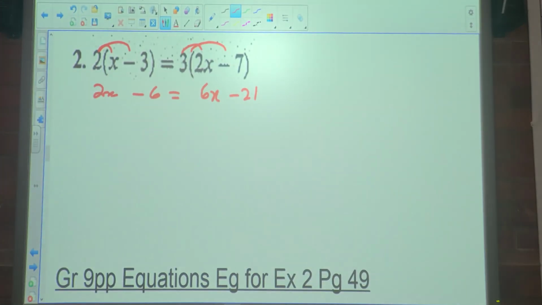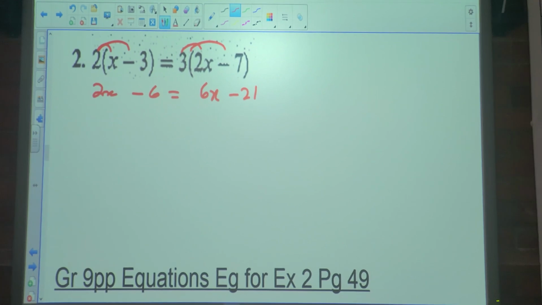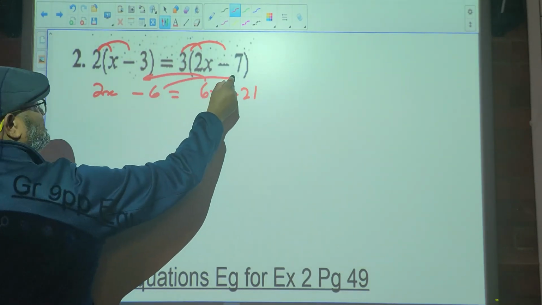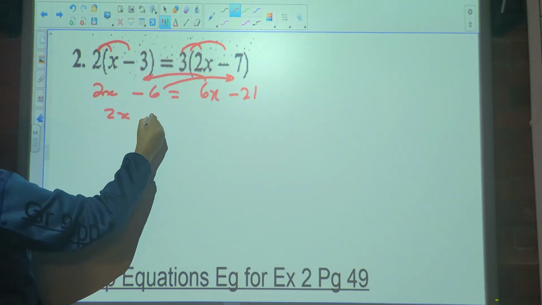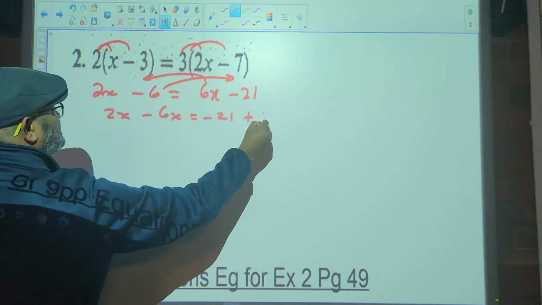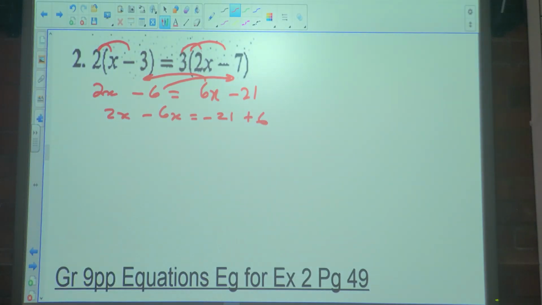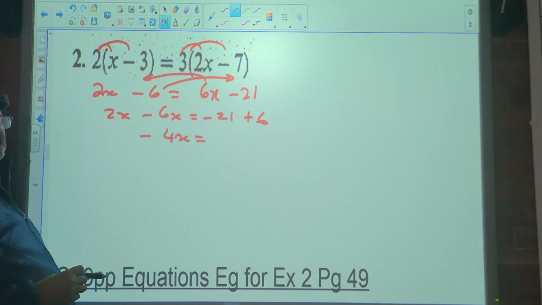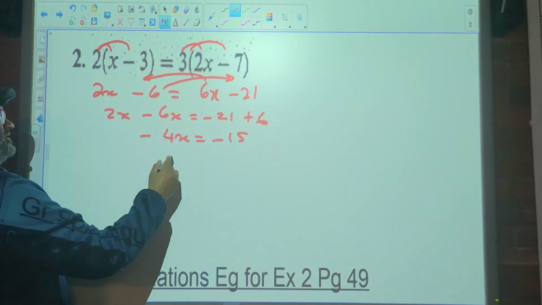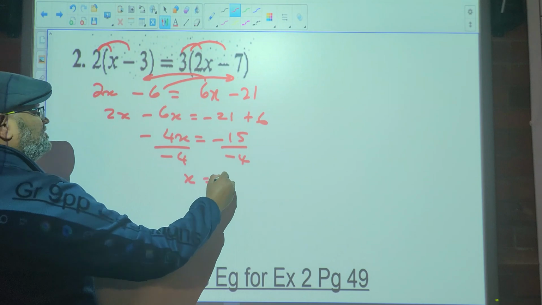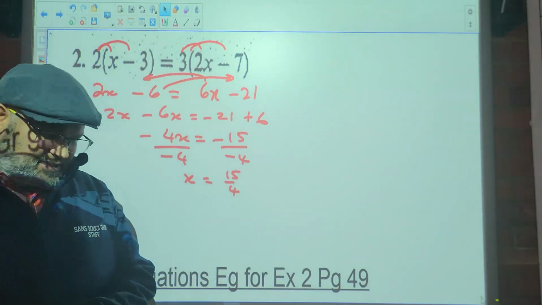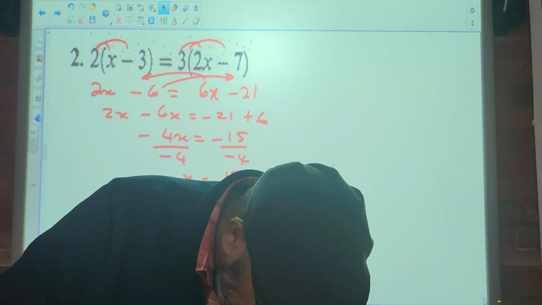So what do we do now? X is one side, numbers the other side. Alright. So it becomes 2x, positive 6x becomes negative 6x, is negative 21 plus 6. What is 2x minus 6x? Negative 4x is equal to negative 21 plus 6, negative 15. And divide by negative 4 both sides, so x is equal to 15 over 4, or you can write it as 3 and 3 over 4. Any confusion there? No.